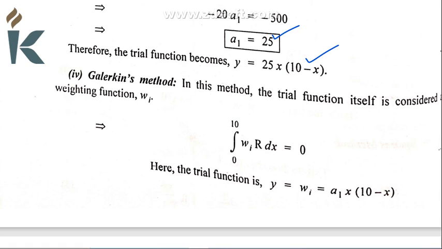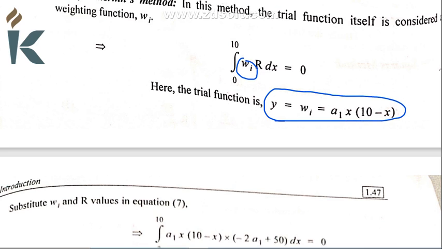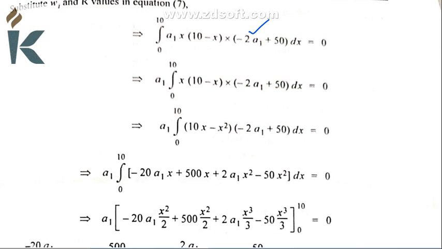So here the trial function is y equal to wi equal to a1 into h into 10 minus h. What is the weighted function? Your trial function is the weighted function. And we already know the residual function is minus 2a1 plus 50. So now we have to multiply this term with this term. Finally h into 10 minus h into minus 2a1 plus 50.